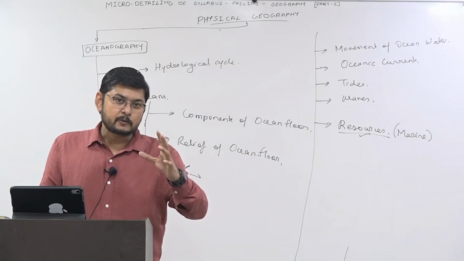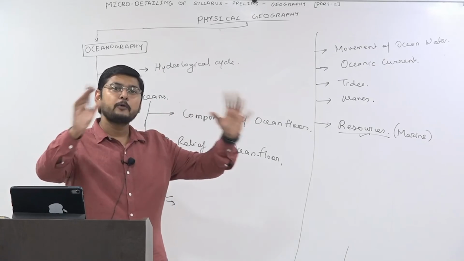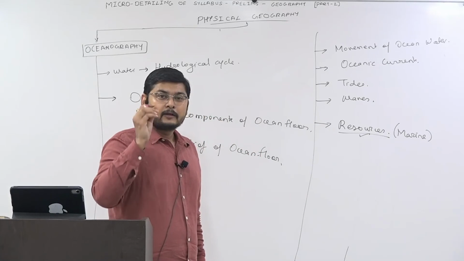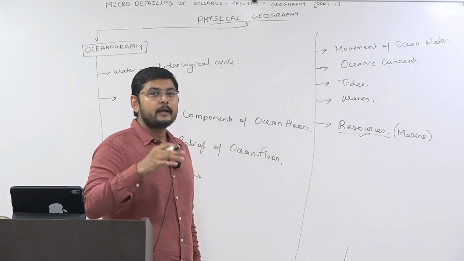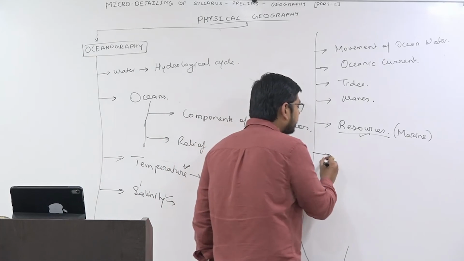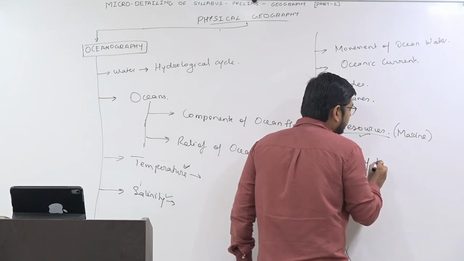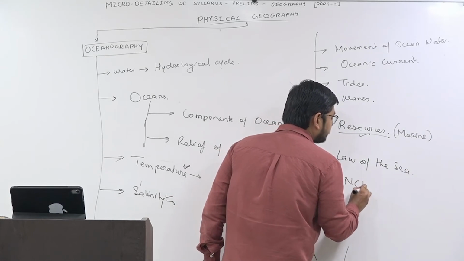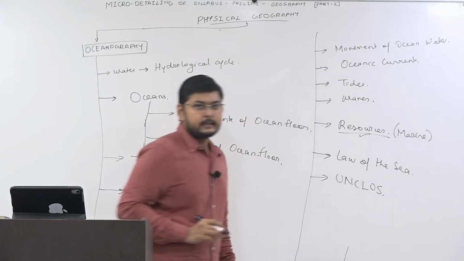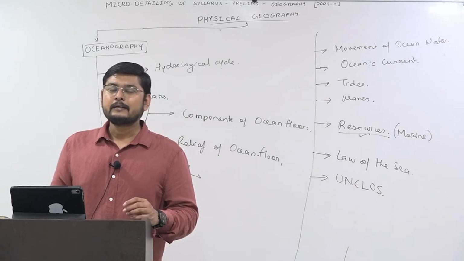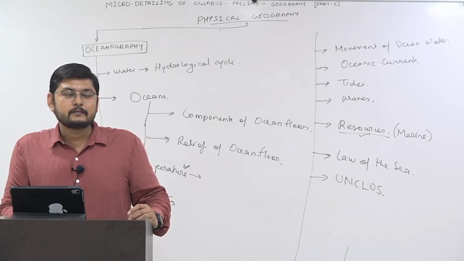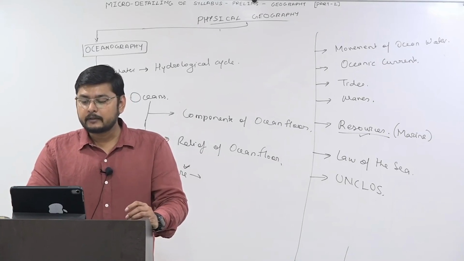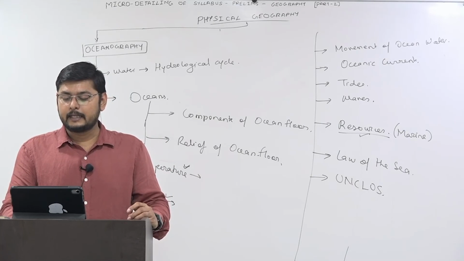Then if we have a resource, there will be a larger pool of countries competing for those resources. So to divide the resources equitably among the countries, we have the Law of the Sea and UNCLOS. These are the bodies which look after the segmentation of the territorial waters, or the oceanic waters, with respect to the countries which are present near to them.